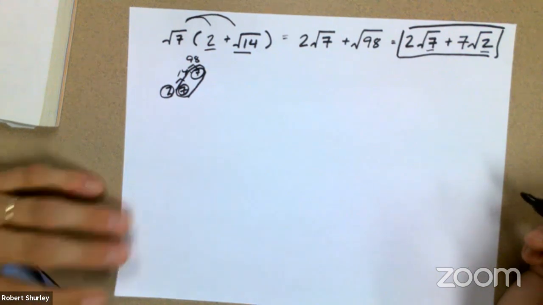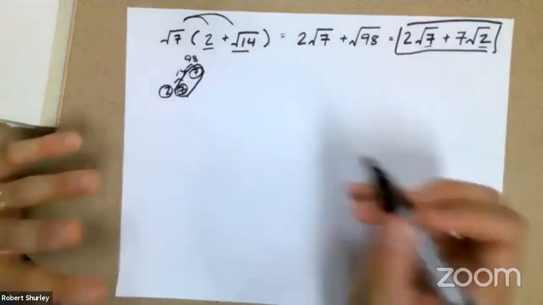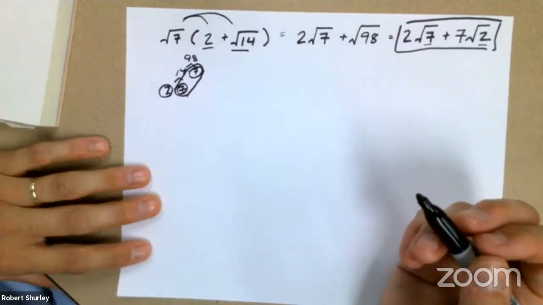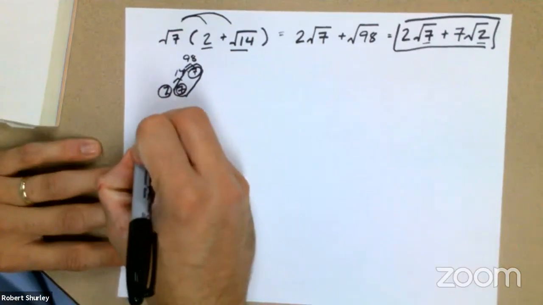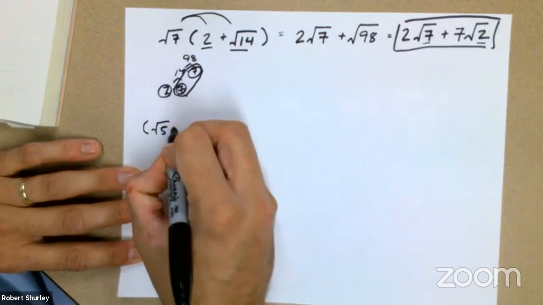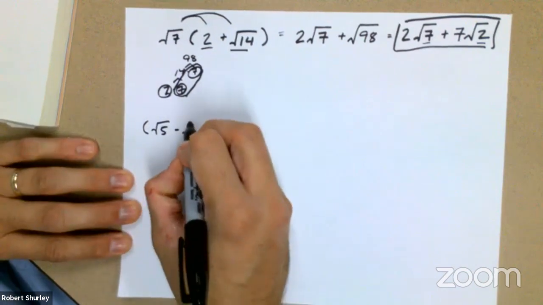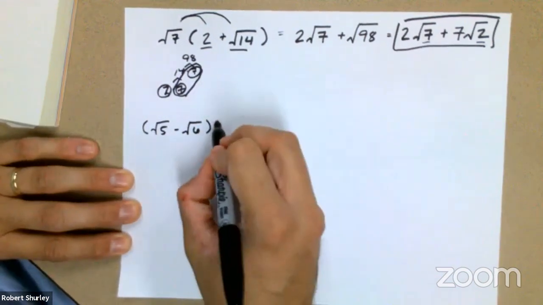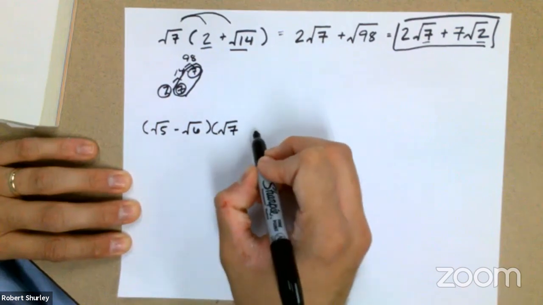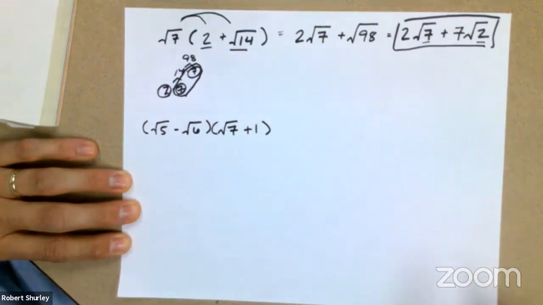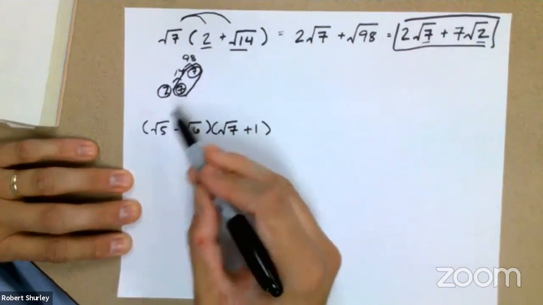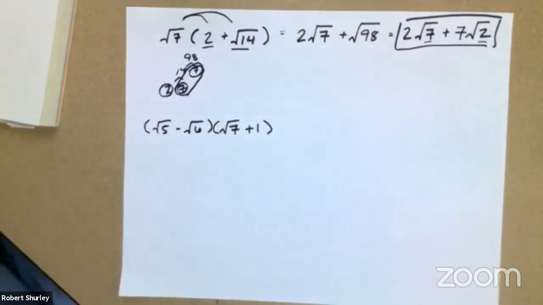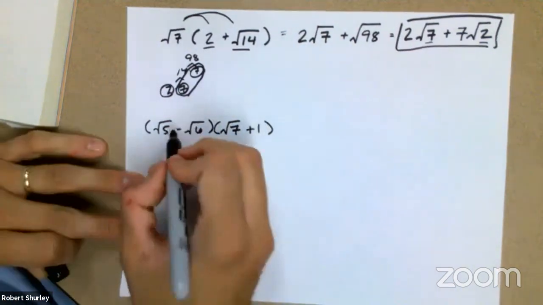Questions? So, okay, I want you to do this one. So now you're going to have to FOIL through this one. So the square root of 5 minus the square root of 6 times the square root of 7 plus 1. Okay, you try this one. Remember, you got to do first, outside, inside, last, right? So first, outside, inside, last. That's a minus sign right there.